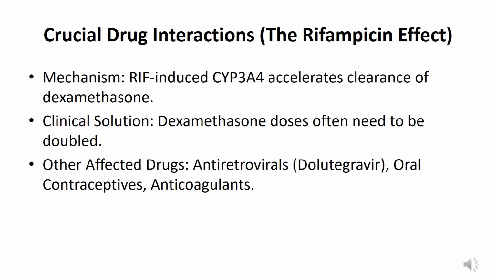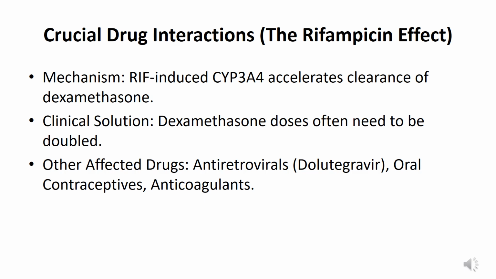One of the most important concepts in tuberculosis pharmacology is something often called the rifampicin effect. This effect explains why rifampicin is involved in so many clinically significant drug interactions. Understanding it is essential for safe and effective patient management. As we discussed earlier, rifampicin is a powerful inducer of hepatic cytochrome P450 enzymes. Among these enzymes, CYP3A4 is particularly important. When rifampicin is administered, it stimulates the liver to produce larger amounts of CYP3A4.